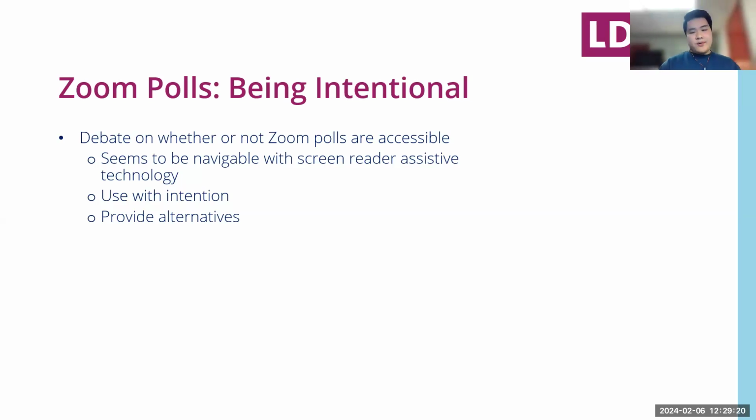That being said, it is important that you use Zoom polls with intention. It's probably not the best idea to have a Zoom poll every 3 seconds in your meeting. Really think about your meeting, and when you're going to want to use these Zoom polls, when you're going to want to engage with your audience and how you want to do that. Really be intentional with its use. Remember that there are always other ways that you can engage with your audiences through different means as well.